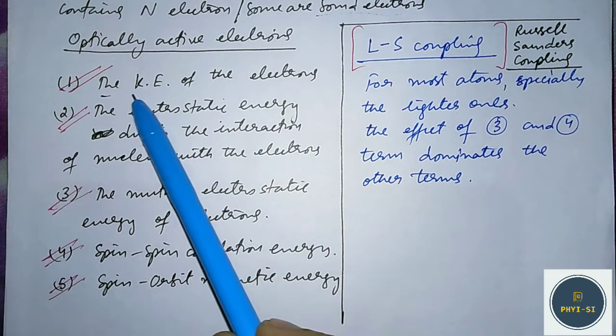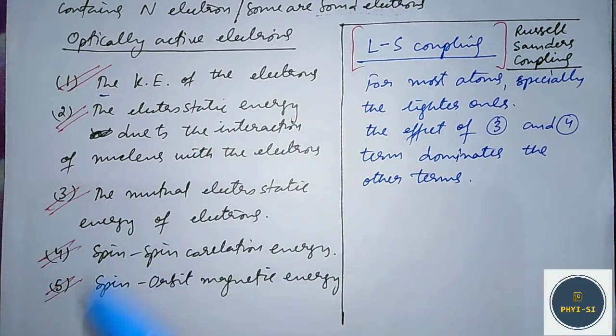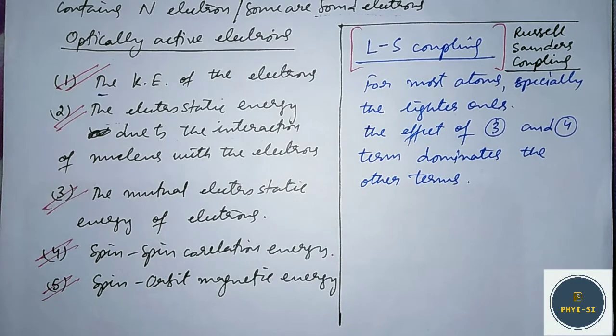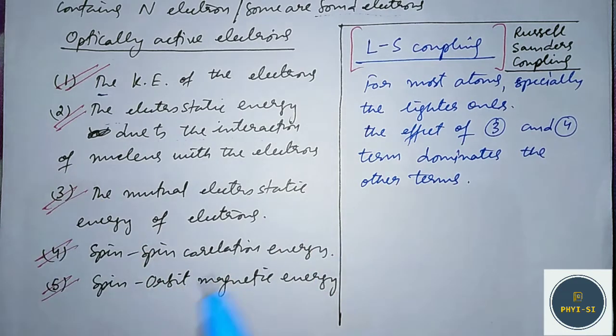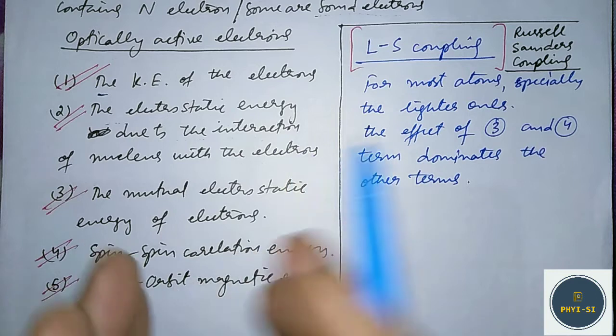First of all, the kinetic energy of the electrons. The electrons revolve around the nucleus, and due to that, they have kinetic energy. The electrostatic energy is due to the interaction of the nucleus with the electron. Since the nucleus is positively charged and the electron is negatively charged, there is an interaction between them. The third thing is the mutual electrostatic energy of the electrons, which means the electrons themselves can repel each other.